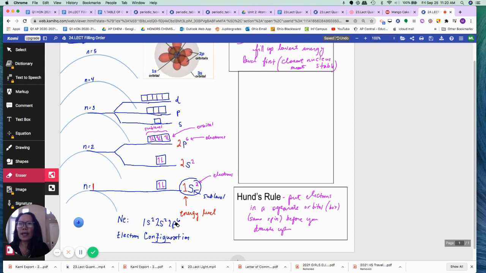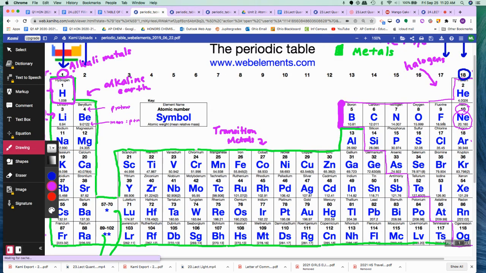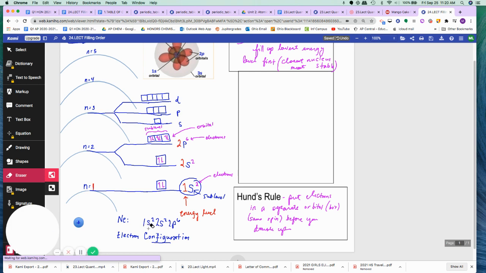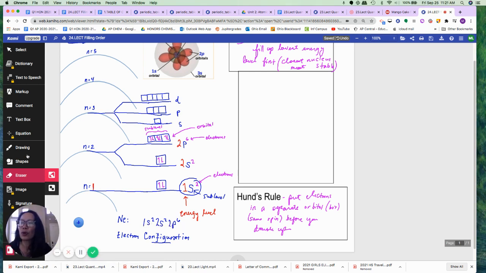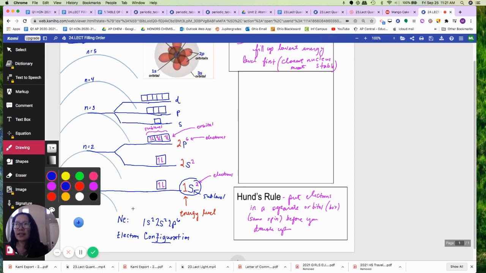Okay, so the one element before that would be, let's see, it would be fluorine. It has 1 less electron, so the electron configuration for fluorine would be 1s2, 2s2, 2p5, because there are only 5 more electrons in there. Okay, so electron configurations tell us how electrons are arranged or configured.